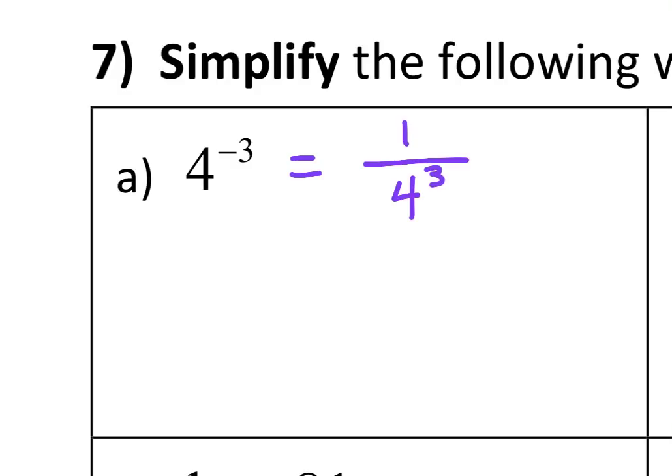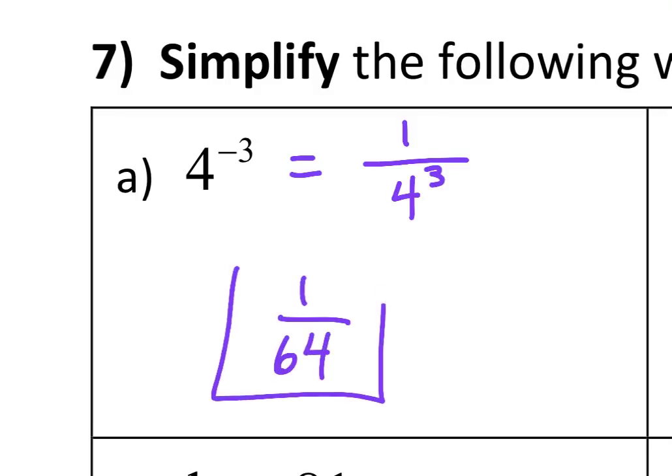And be careful of the mistake of equating a negative exponent with a negative answer. A negative exponent gives you a fraction answer, but it'll still be positive. And then whatever 4 to the positive 3 power is, it just goes in a denominator. So your answer for part A is 1 over 64.